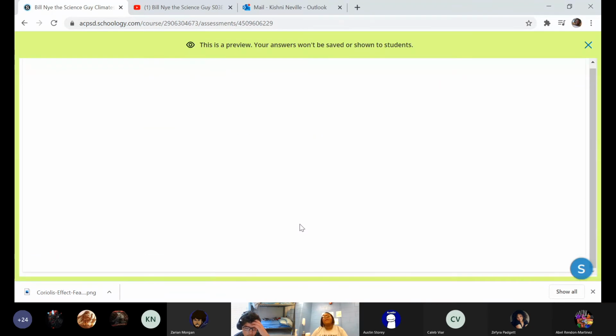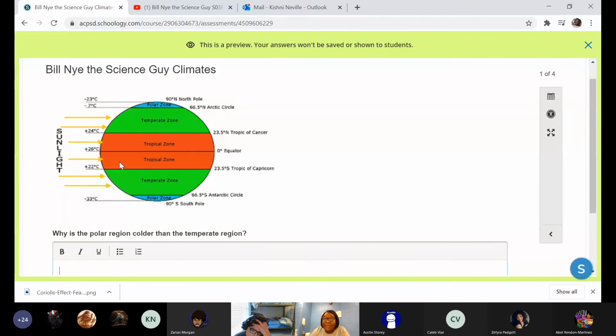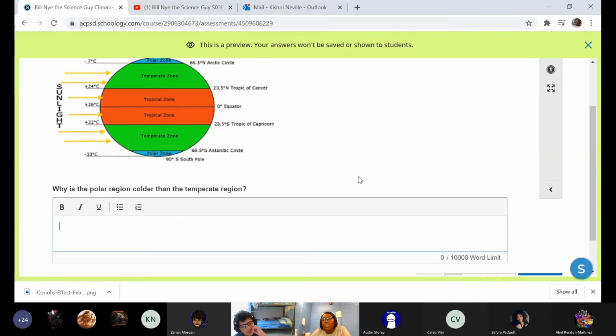Then you have 2 attempts to answer 4 questions. Question number 1 is a teacher graded assignment. So you'll want to write your answers here using complete sentences, capital letters in the beginning, punctuation, periods at the end. Okay. The question says, why is the polar region colder than the temperate region? You can use your notes that we just took in class today to answer that question.